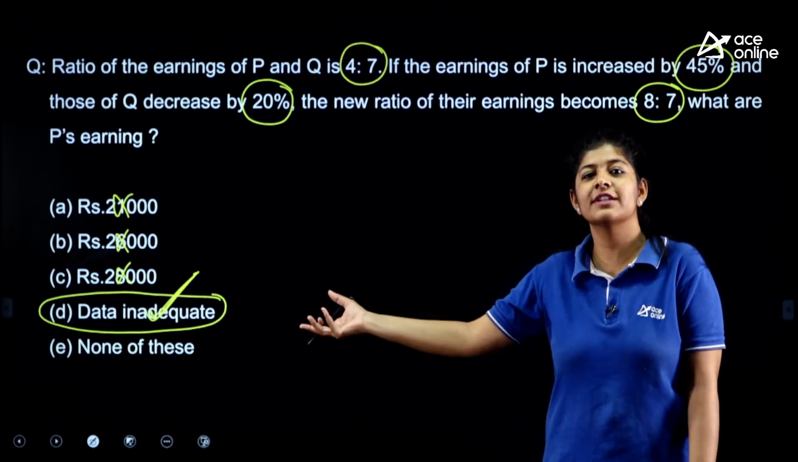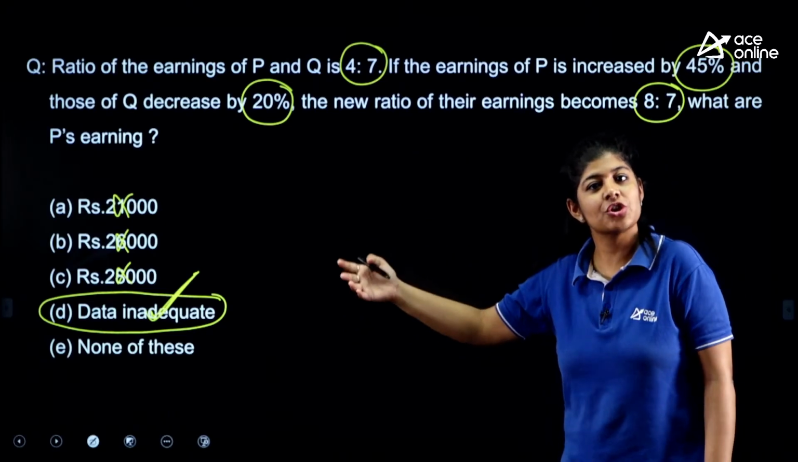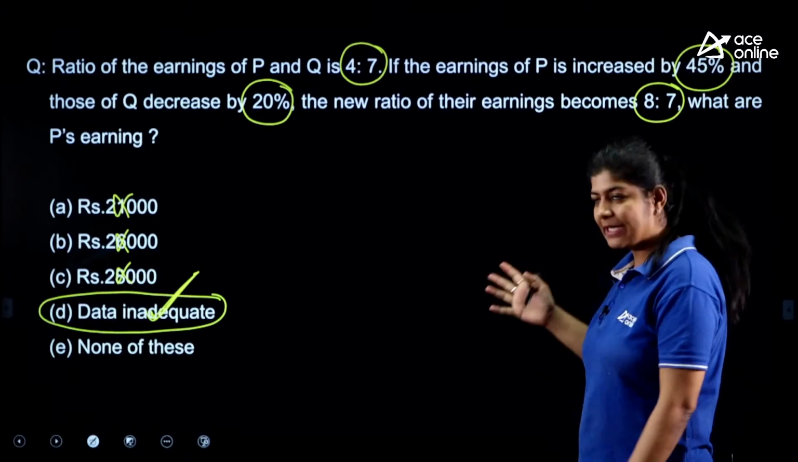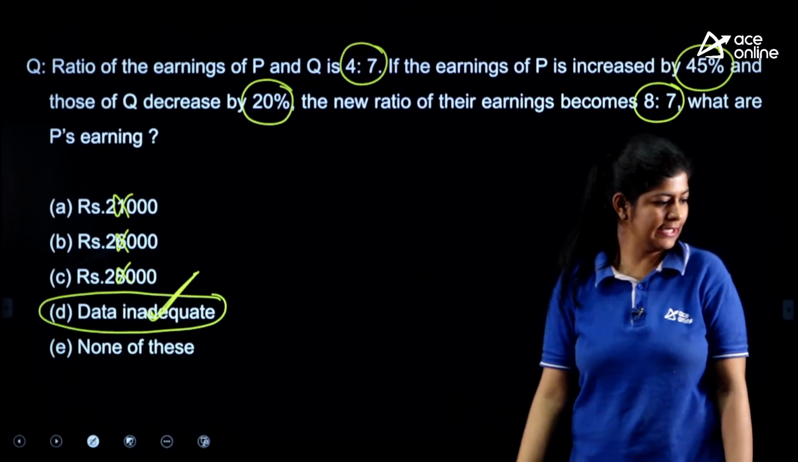We are not having sufficient data to compare the ratio with the numbers, and because of that we can't determine P's earnings or Q's earnings, right?